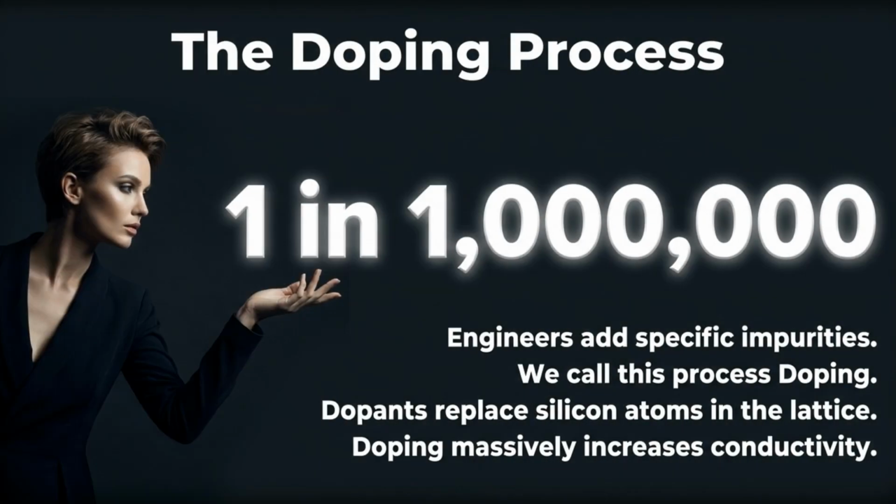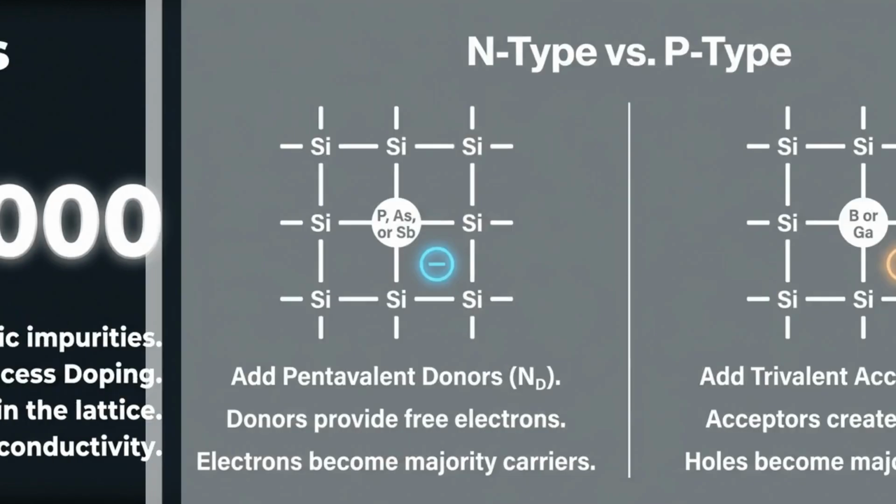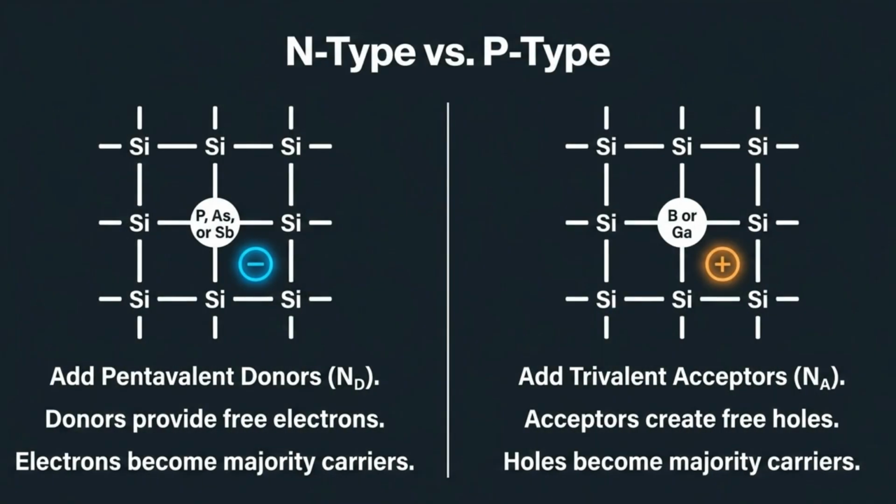The doping process involves adding specific impurities to the semiconductor lattice, even as few as 1 in a million. This significantly increases conductivity. N-type materials use pentavalent donors, providing free electrons that become majority carriers. P-type materials use trivalent acceptors, creating holes that become majority carriers.